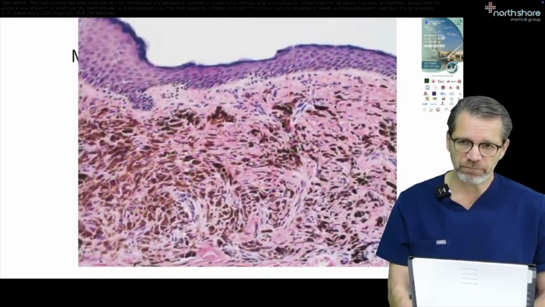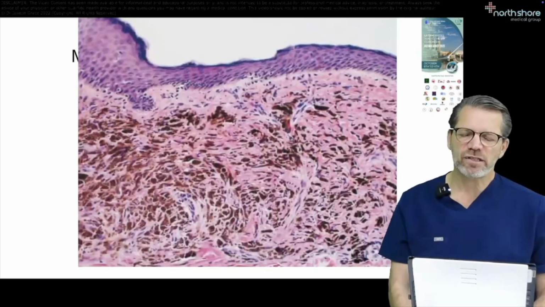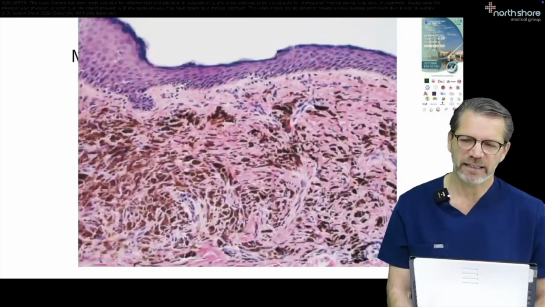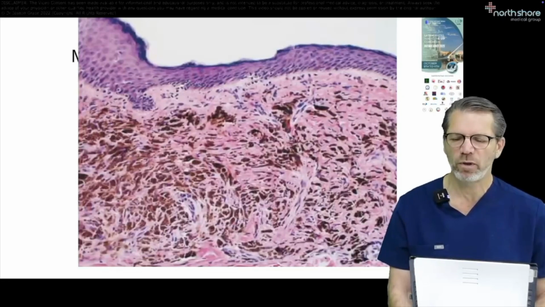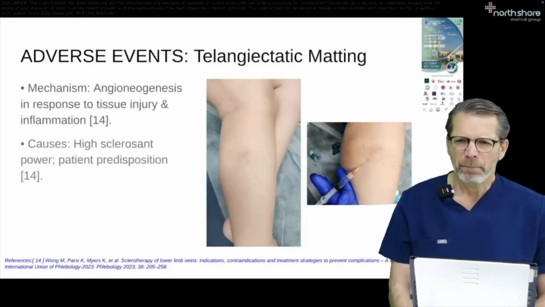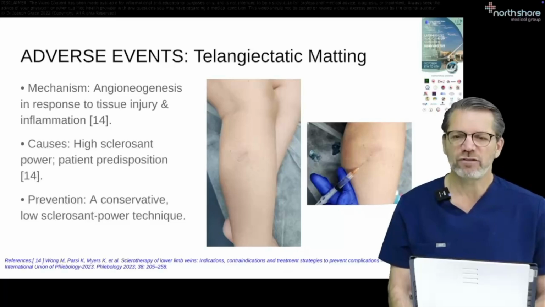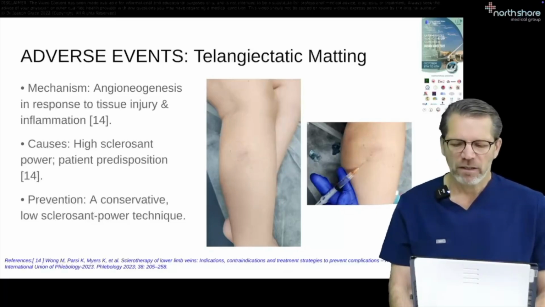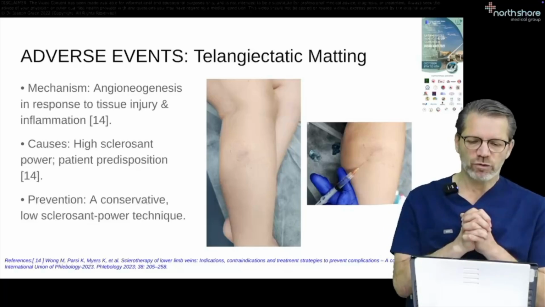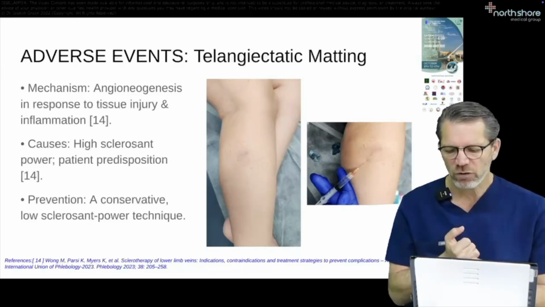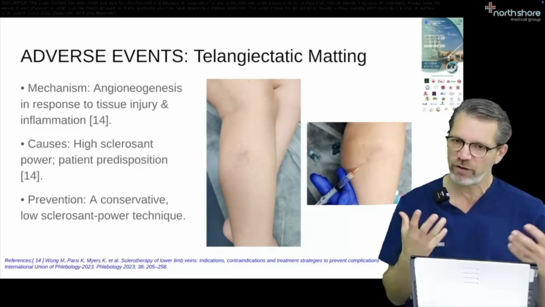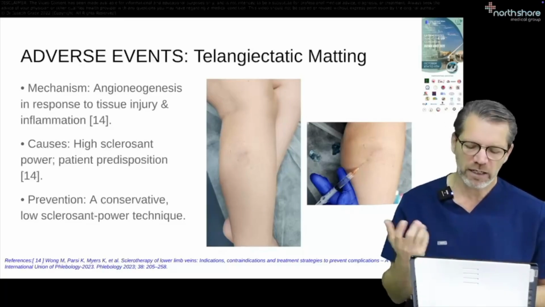This slide shows the hemosiderin that is present in the dermis and hypodermis, and this unfortunately is the cause of more permanent staining. Matting is also usually related to high sclerosant power. However, you need to keep in mind that some individuals are more susceptible, including keloid and hypertrophic scarring, autoimmune conditions, scleroderma, dermographism, very rare but hereditary, and highly atopic individuals.